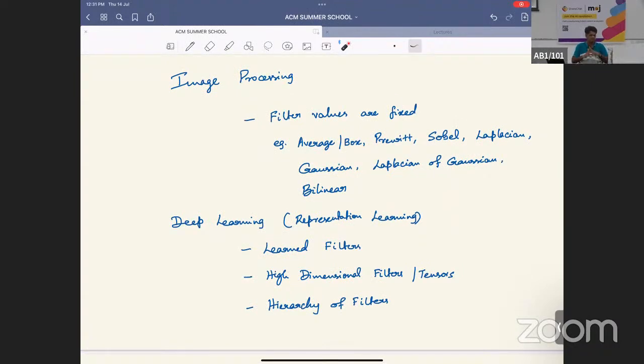We're also doing the same thing, but the weights were fixed. We saw some examples: Sobel, Prewitt, average filter, which were doing edge detection and blurring and so on. And some other examples I've written: Gaussian, Laplacian of Gaussian, bilinear, and so many other kernels. So the task was already predefined. You gave the weights already and then used them to do the task.